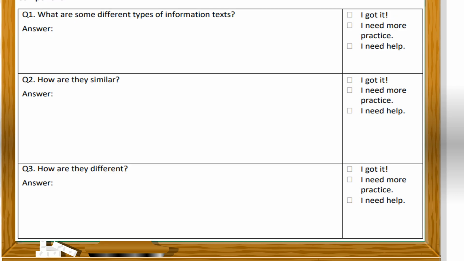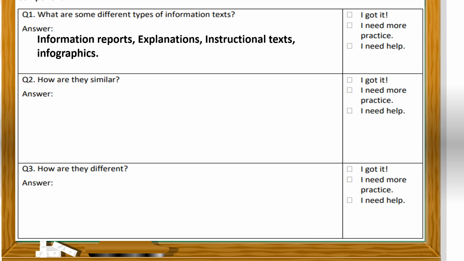Question number 1. What are some different types of information texts? Can you give me one? What are those different types of text that we discussed in our previous lessons? We have information reports, explanation, instructional text, and infographics.